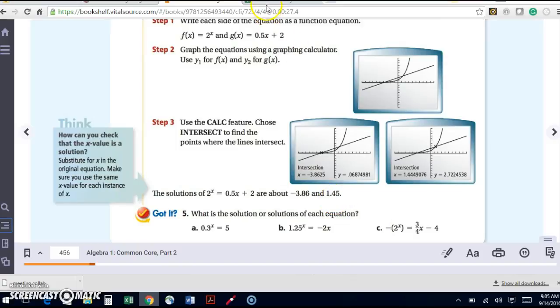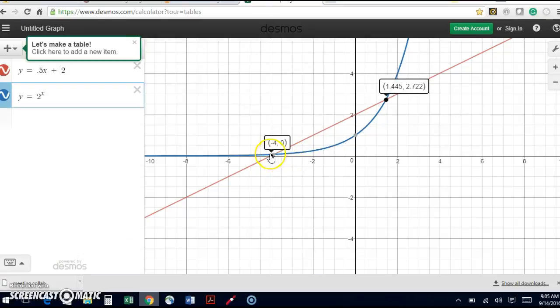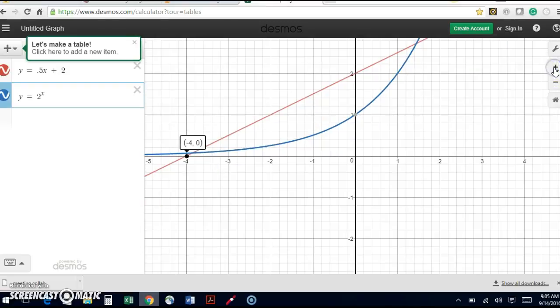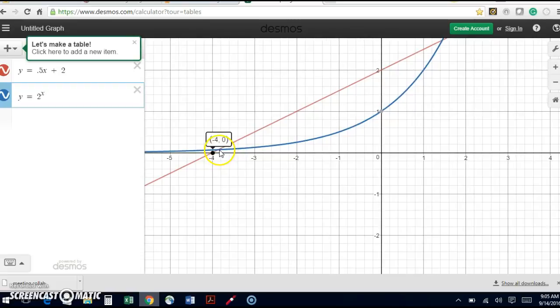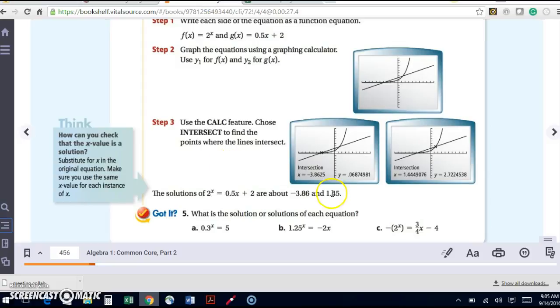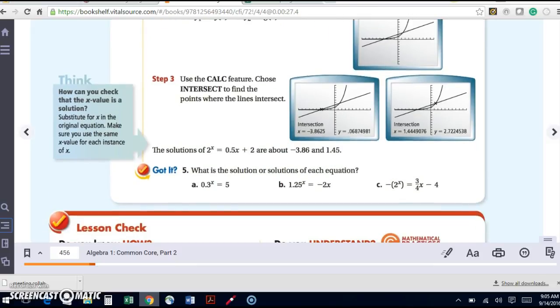And let's look at the other intersection point. I'm going to have to zoom in to get a better look at it. And it is at negative 0.3863. And that's the same thing. They have negative 3.86. Okay? And they round it to the nearest 100. So then it asks us what are the solution or solutions of each equation.